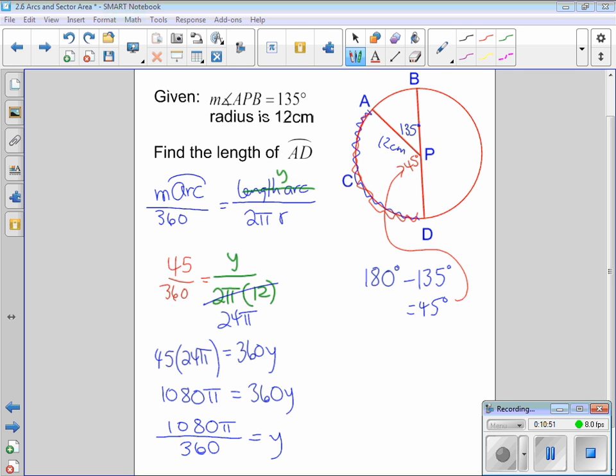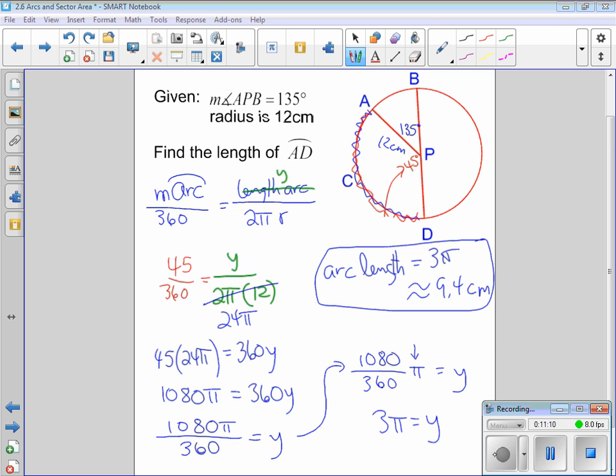And let me just help you process that. What I'm going to do is take the 360 and divide it into 1080 and kind of see it as this problem. Okay, the pi can come down to the side, and we take the numbers and divide them out, and I end up with 3 pi equals y. Okay, so let's go and finish this out and have a final answer. All right, it comes out to be an arc length of 3 times pi, or 9.4 centimeters.